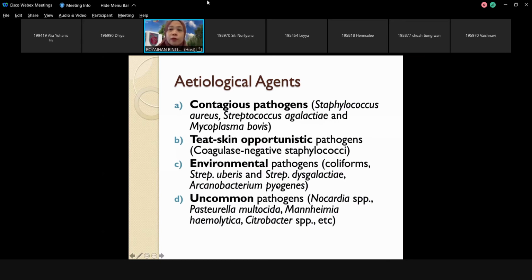So these are coming from the environment. If the environment is dirty, you are not taking care of the environment, the bedding, etc., flooring, these can also cause mastitis. And of course, there are other uncommon bacteria such as Nocardia, Pasteurella, Citrobacter, etc. Or even fungus can cause mastitis.